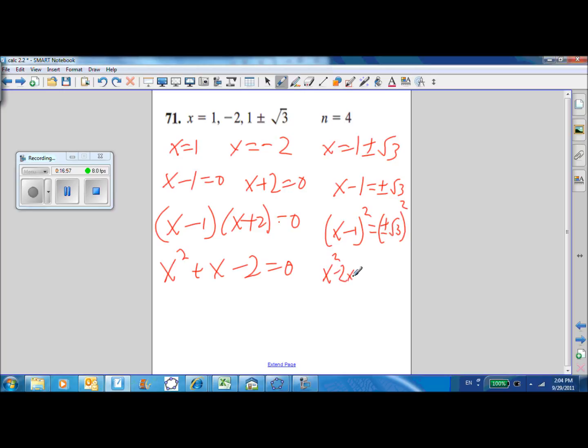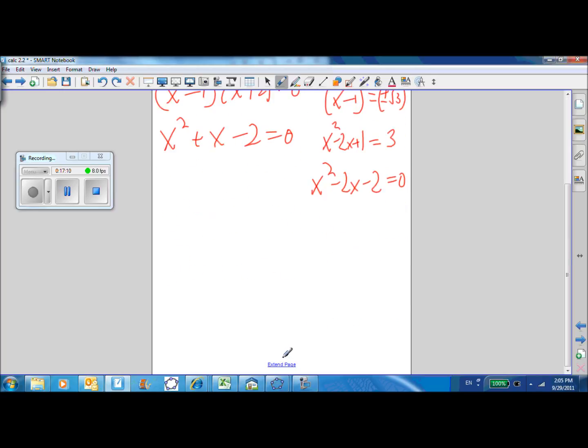x squared minus 2x plus 1 equals, whether it's plus or minus 1, it's going to get squared to be 1, and square root of 3 squared is 3. So you get x squared minus 2x minus 2 equals 0. Now we end up multiplying these two together: x squared plus x minus 2 times x squared minus 2x minus 2 equals 0. Because at least one of these has to be 0, their product has to be 0.